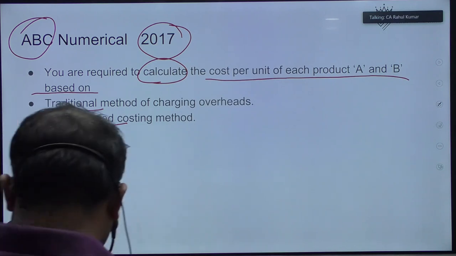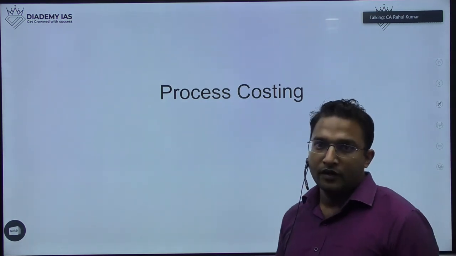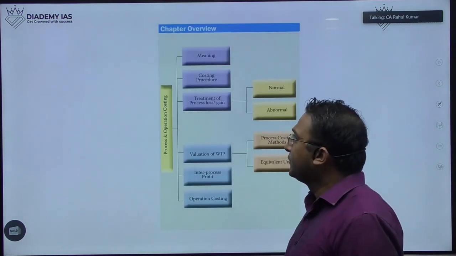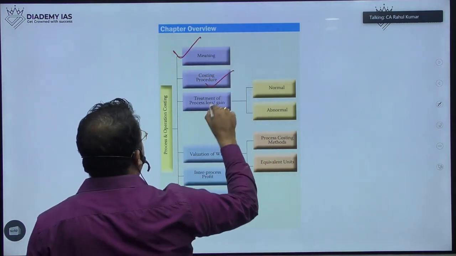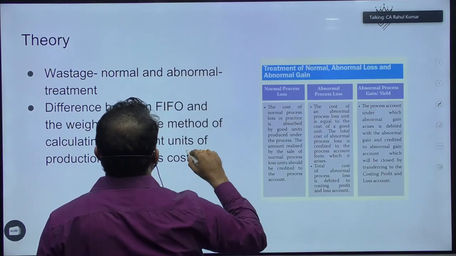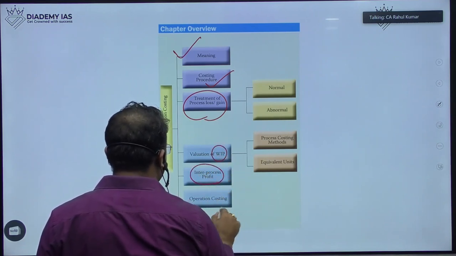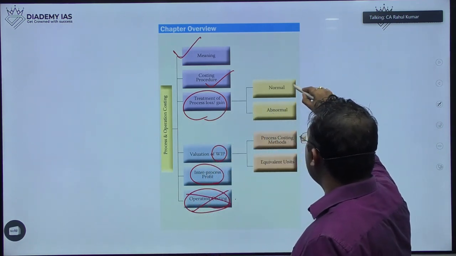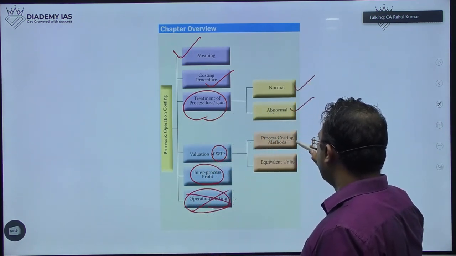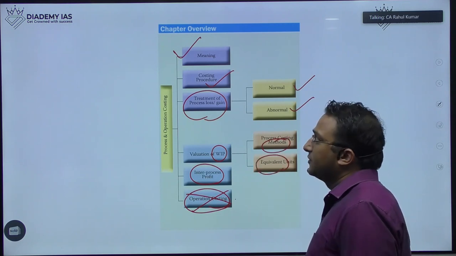Okay, fine. Now, process costing. Process costing, very important chapter. So here you should know the meaning, the procedure, the treatment of process loss or process gain, right? Valuation of work in progress, inter-process profits, operation costing. This is not the syllabus, okay? Then normal versus abnormal loss and process costing methods and calculation of equivalent unit.